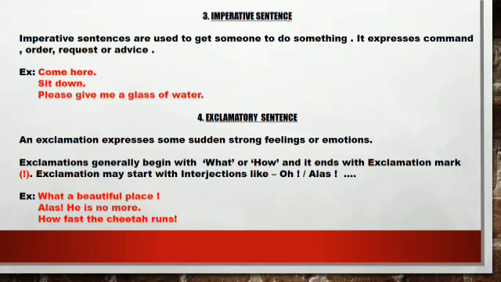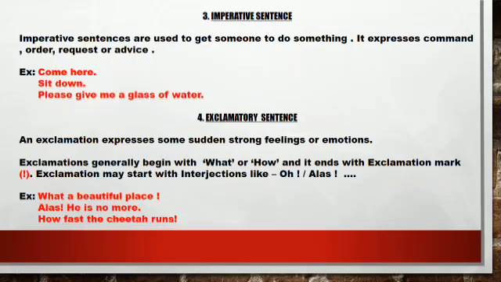Then imperative sentence. Imperative sentences are used to get someone to do something. It expresses command, order, request or advice. So here are some examples like come here, sit down, please give me a glass of water. All these are examples of imperative sentences.